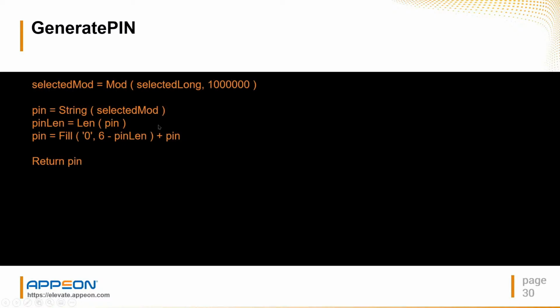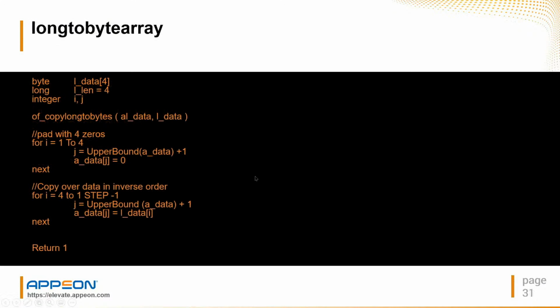pin value. I'm checking to see if the pin value is less than 6 characters, and if it is, I fill in on the left with zeros to make it 6 characters. That's the pin value. Okay. Here's the long to byte array function. I'm not going to go into it in terrible detail. Like I said, the code is available on the Appeon website. You can download it and go over it in great detail on your own.